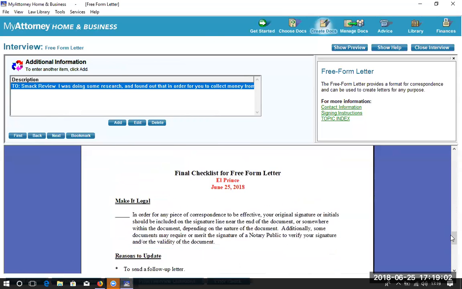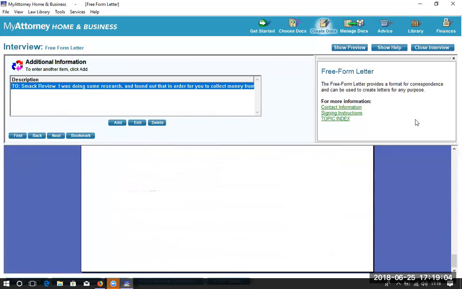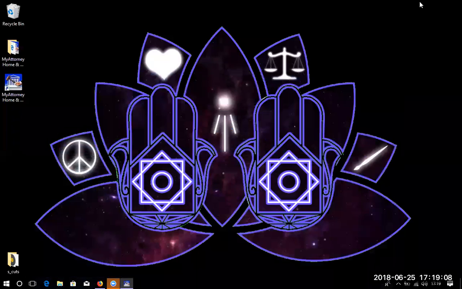So, there you have it, ladies and gentlemen. That is your quick, brief tutorial on how to write or construct an affidavit, the elements of an affidavit, things that you should include into your affidavit.